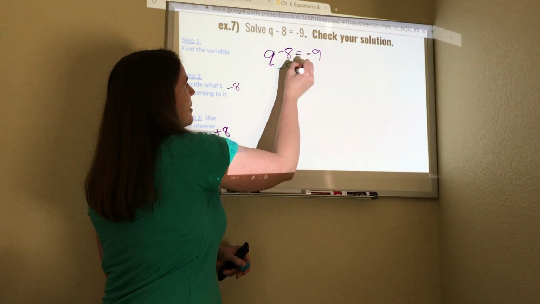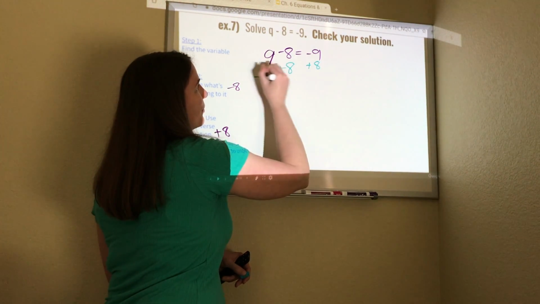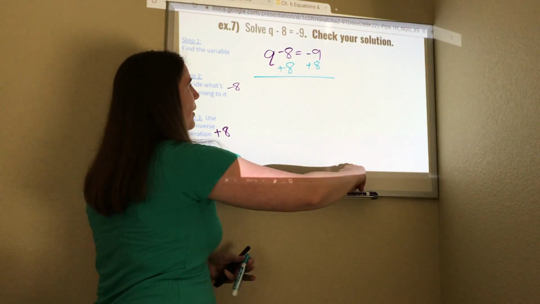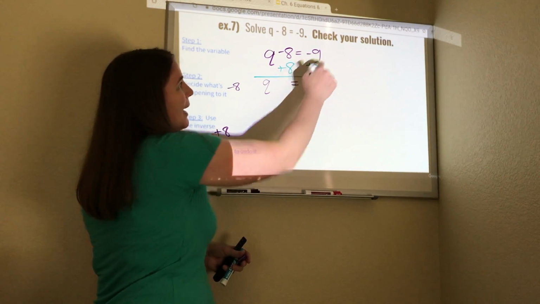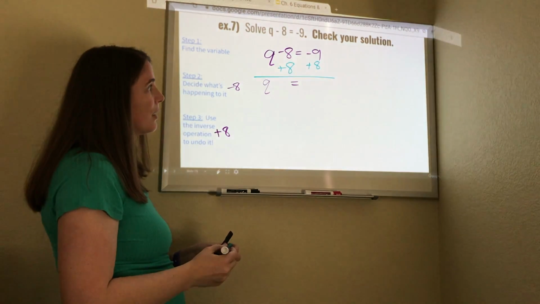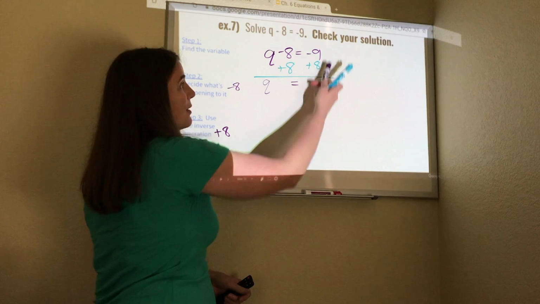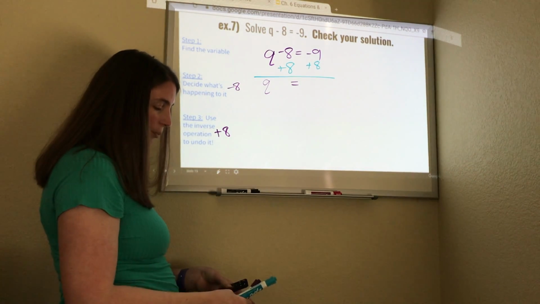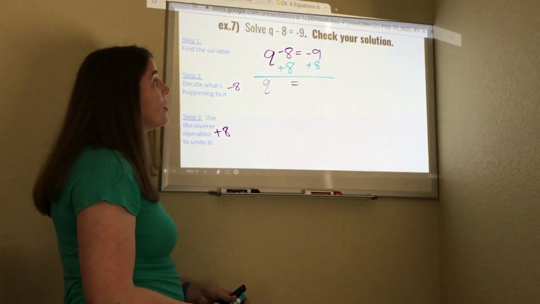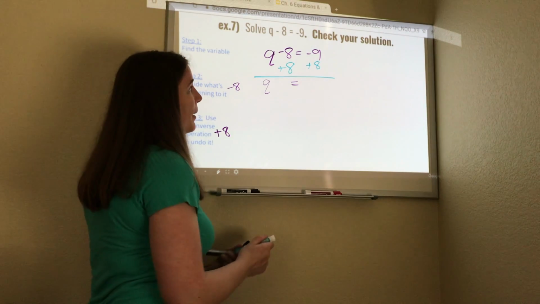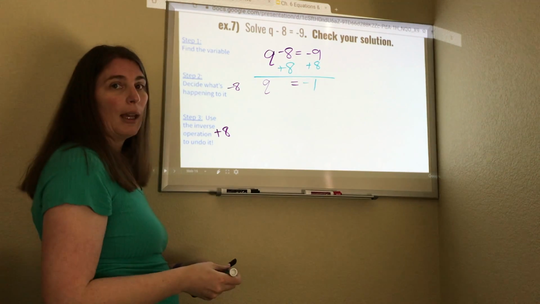So I have minus 8 plus 8, plus 8. So now what am I left with on the left side? I have q equals, and then I have negative 9 plus 8. So negative 9 plus 8, I have more negatives than positives, so that means I need to subtract in my head. So 9 minus 8 is 1. So I'm left with 1, but is 1 positive or negative? There's more negatives, so my answer is going to be negative 1.